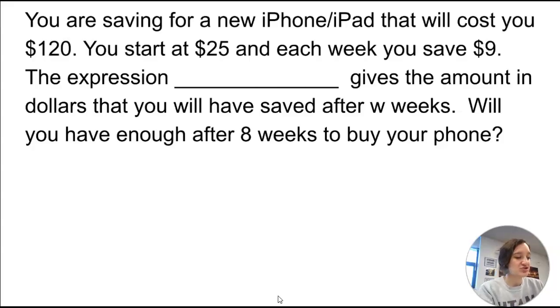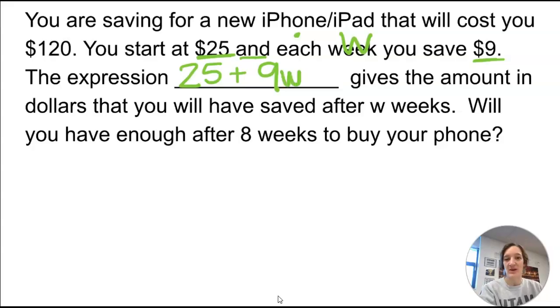Okay, so you start at $25, and each week you're going to save $9. You don't know how many weeks, right? But we do know it'll be $9 each week. You guys have mastered doing those types of expressions in previous lessons. So we have the expression 25 plus 9W. That'll give us how much you have earned after however many weeks you have saved.